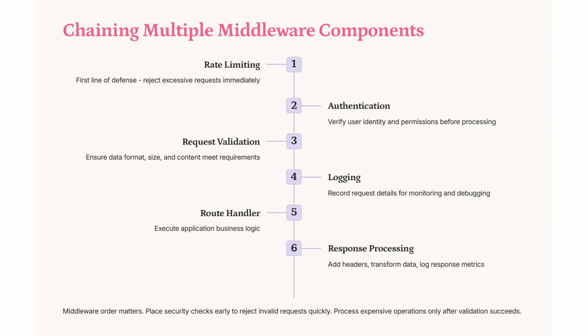Chaining multiple middleware components is crucial for efficient request handling. Start with rate limiting to block excessive requests, followed by authentication to verify user identity. Validate requests for correct data format and size, then log details for monitoring. Execute business logic in the route handler, and finally, process responses by adding headers and logging metrics.